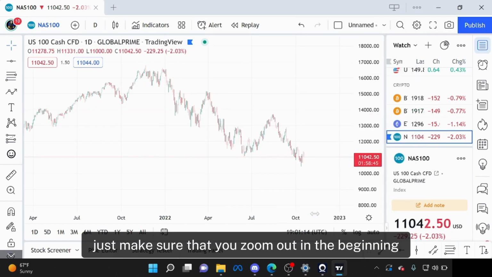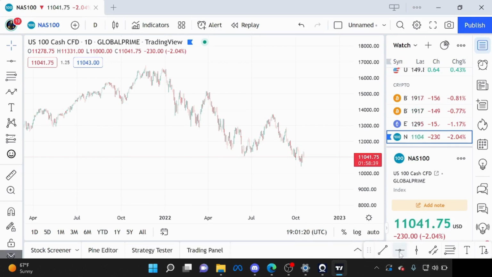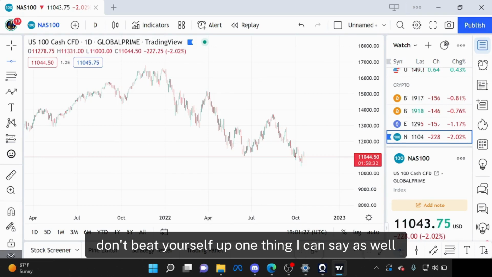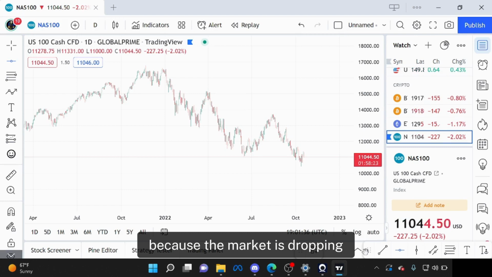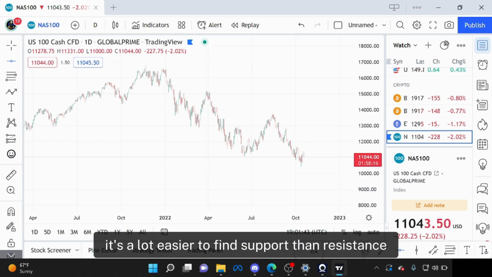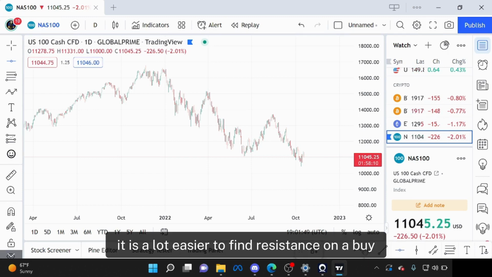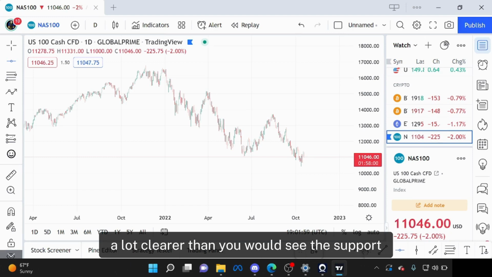Just make sure that you zoom out in the beginning so that you can really see where your support and where your resistance is. Do not beat yourself up if you cannot find this immediately. One thing I can say as well, it is a lot easier to find support on a sell because the market is dropping. Because the market is going down, it's a lot easier to find support than resistance, because the market's overall momentum is down. All right, so it is a lot easier to find resistance on a buy because the market is going up. So you're seeing the ceilings a lot clearer than you see the support.